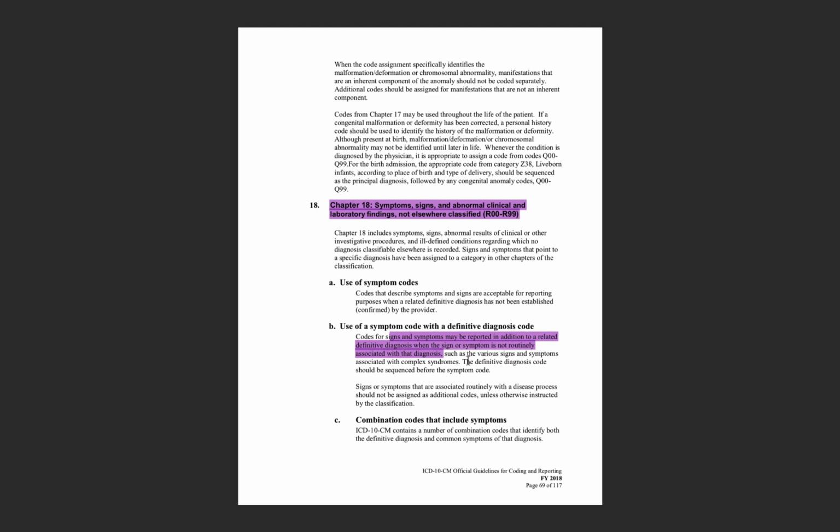Signs or symptoms that are associated routinely with a disease process should not be assigned as additional codes. Repeated falls: code R29.6 is a code for repeated falls. It's for use for encounters when a patient has recently fallen and the reason for the fall is being investigated. Code Z91.8, history of falling, is for use when a patient has fallen in the past and is at risk of future falls. When appropriate, both codes can be reported.